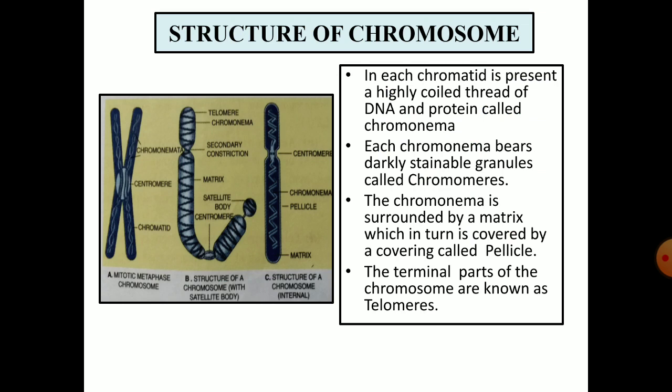The chromonema is surrounded by a matrix, and this matrix is covered by a covering which is known as the pellicle. The terminal ends, both the ends of the chromosome, are known as telomeres.